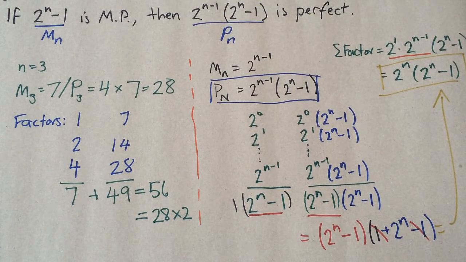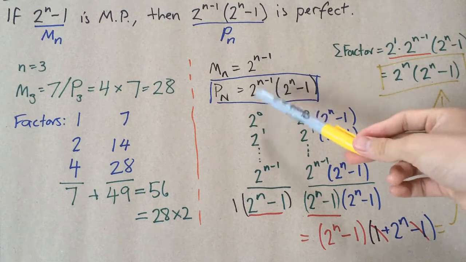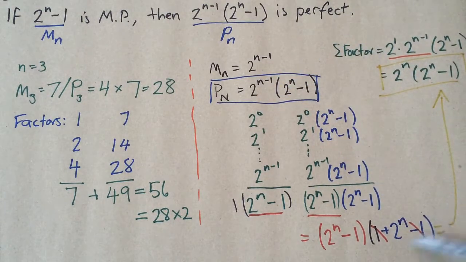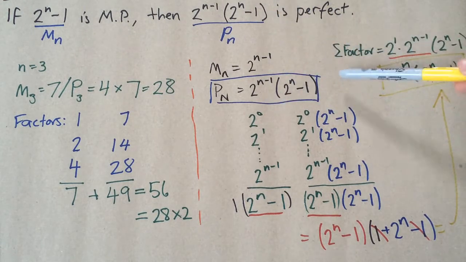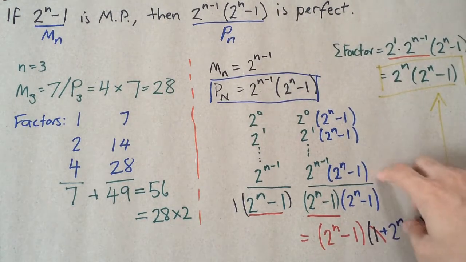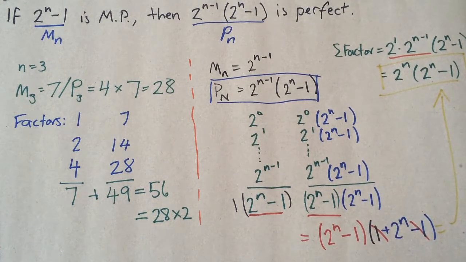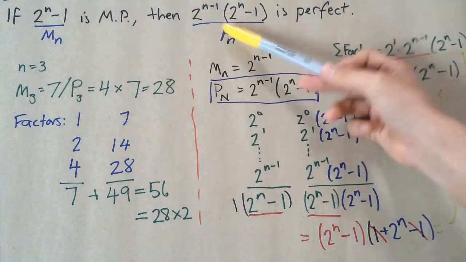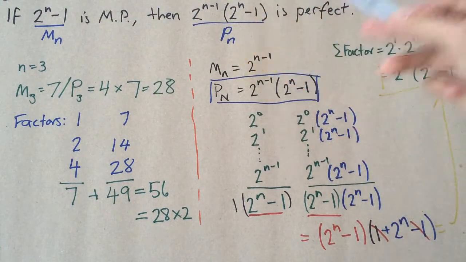So there it is. We've proved that all the factors of this, if this bit were to be a Mersenne prime, will equal the perfect number doubled, because we have the factor of the perfect number itself. So that is the proof that if 2 to the power of n minus 1 is a Mersenne prime, then that will have to be a prime number.